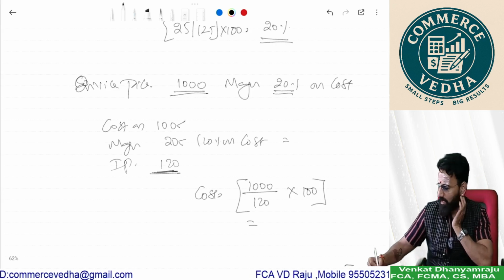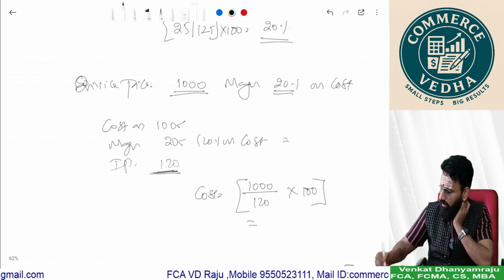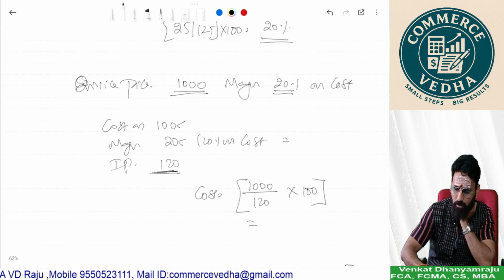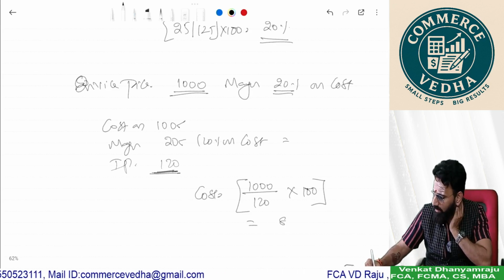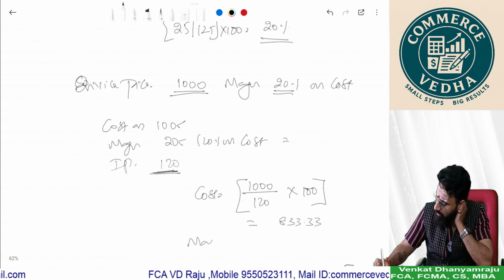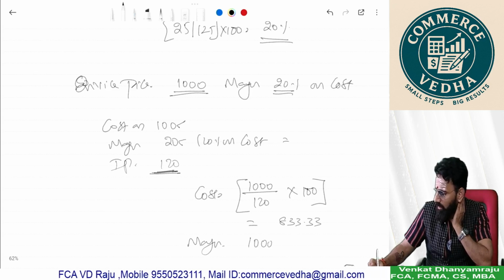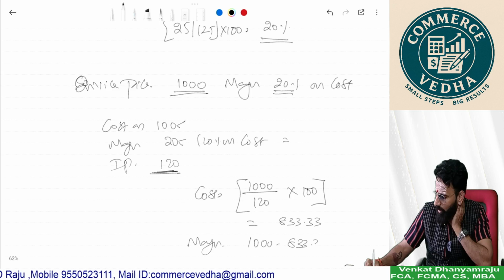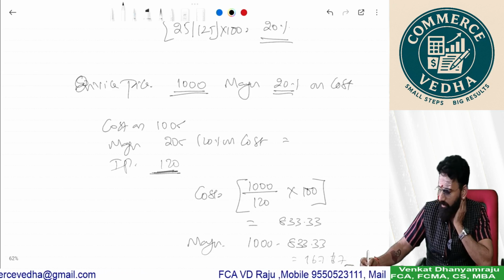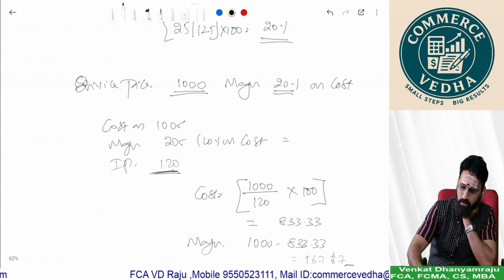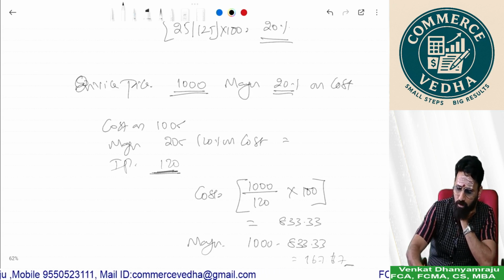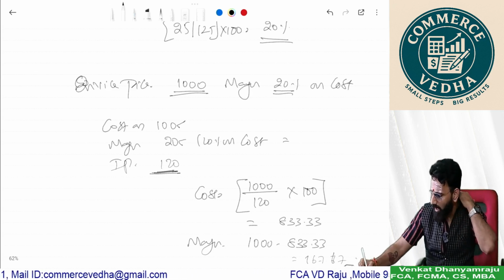So 1000 by 120 into 100. Your cost is 833.33 and your margin is 1000 minus 833.33, 167.67. If you see 833.33 and on that 20% is the cost, you get exactly 1000 as the answer.